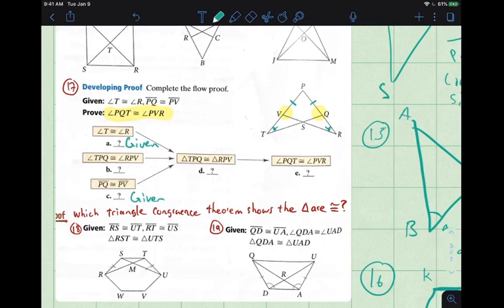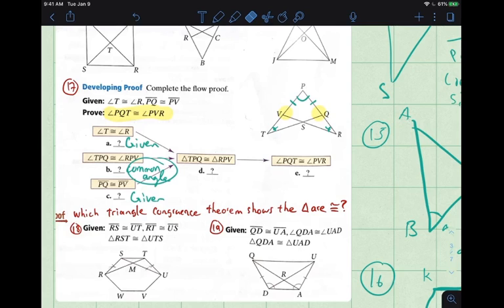T, PQ is the same as RPV. This one is common angle. That's the reason there. That was the new idea. When we have angle, angle, side, AAS. Let's check our diagram. Nope, it's not AAS. So those orders are off. How do I know? If I look at my picture, that's kind of messed up now.